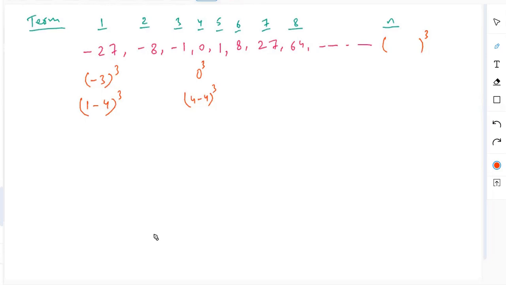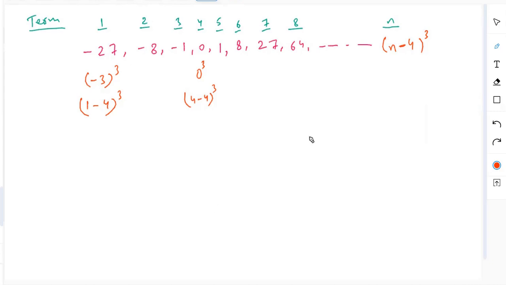If we generalize all of them, what do we get from that? We get n minus 4 का whole cube. So this sequence is going to be n minus 4 का whole cube. तो आपको ये square और cubic sequences का idea होना चाहिए. Okay? ये square और cubic functions का idea आपको होना चाहिए.